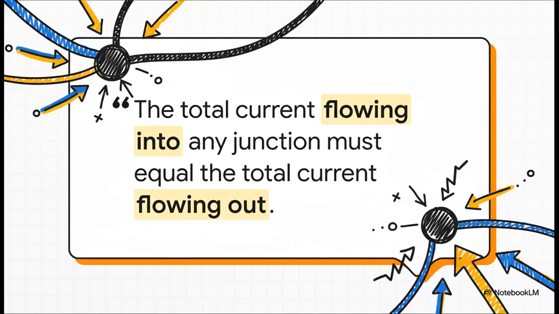So, the first law is all about current. It's called Kirchhoff's current law, or KCL for short. And honestly, it's just a statement of conservation. It says that at any junction, any spot where a bunch of wires meet, the total amount of current flowing in has to equal the total amount flowing out. It's that simple. Electricity can't just appear out of nowhere or vanish into thin air.